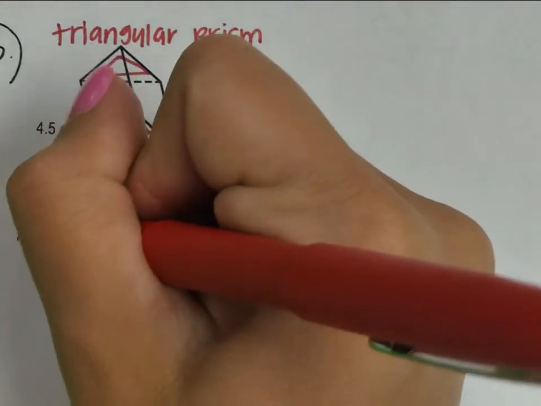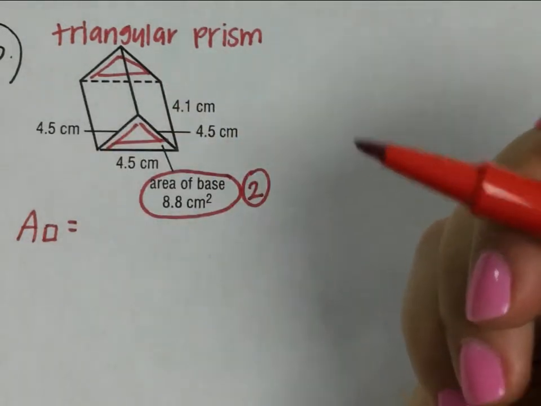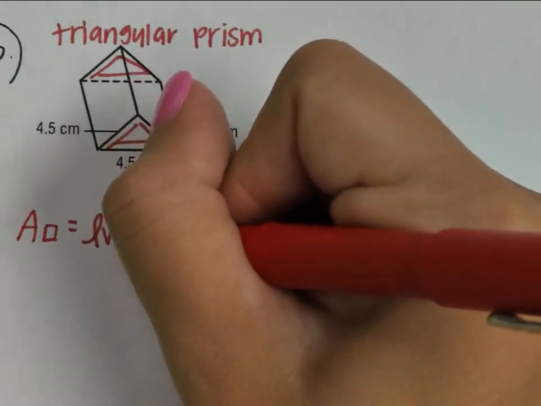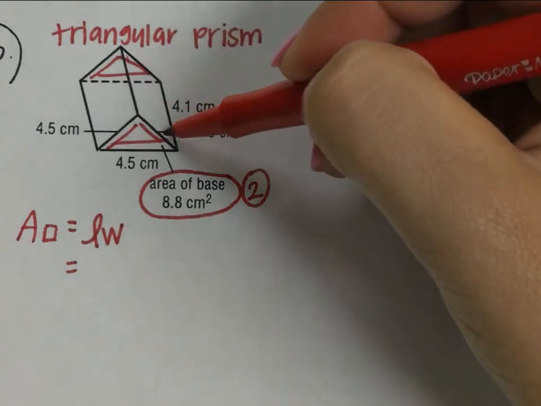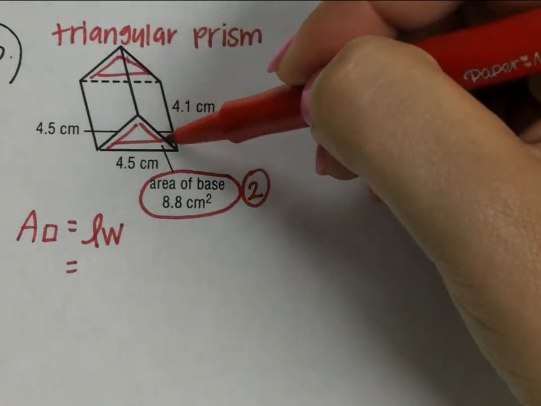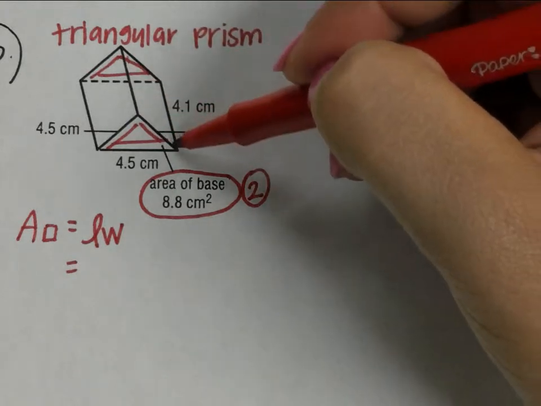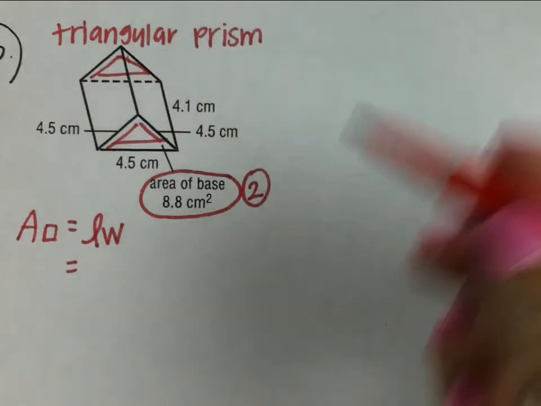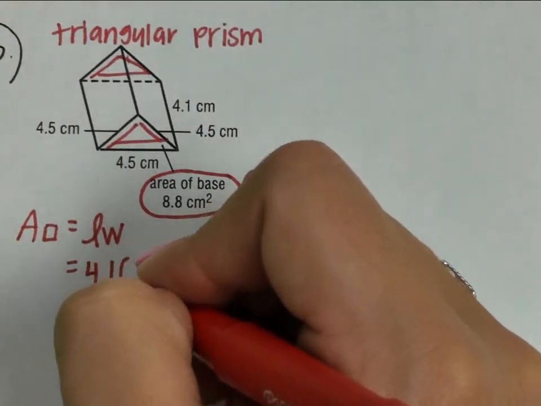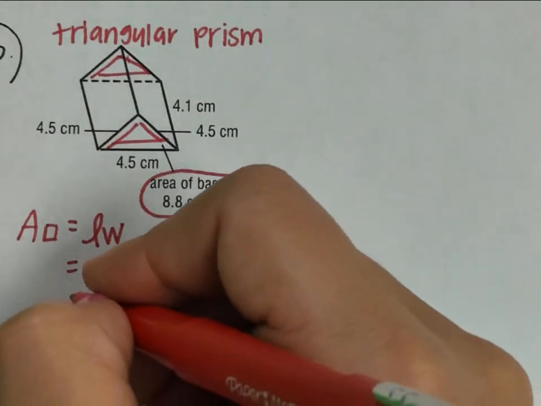So now that means I need to find the area of the rectangles. So how do I find the area of a rectangle? Length times width, right? So let's look at this rectangle right here on the side. Can somebody tell me the length and the width of that? 4.5. 4.1. Good. 4.5 is that side right there, and then this is 4.1. So I've got 4.1 times 4.5. So what does that give me?